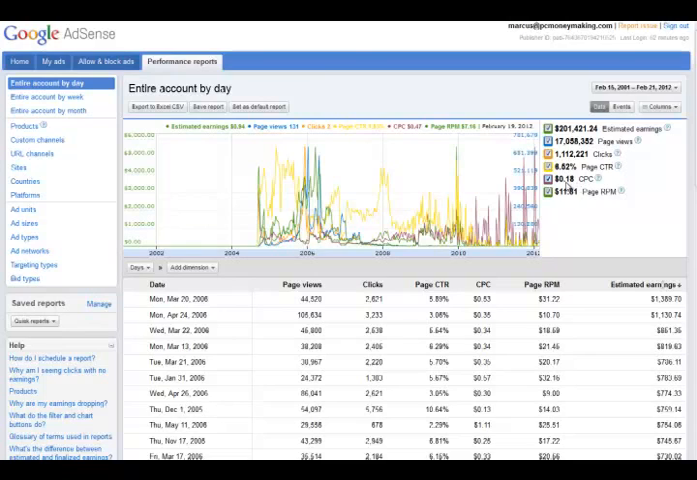Okay, now the average per click is based on the clicks, not the page views. Very, very important, because what you always want to do is get down to what I call the effective earnings per click. The effective earnings per click is how much you're getting paid when someone is on your site.